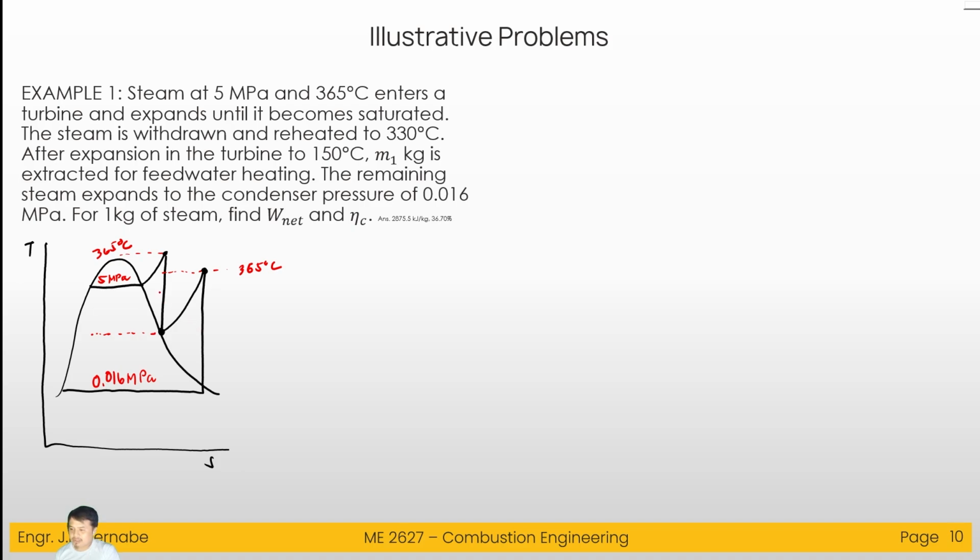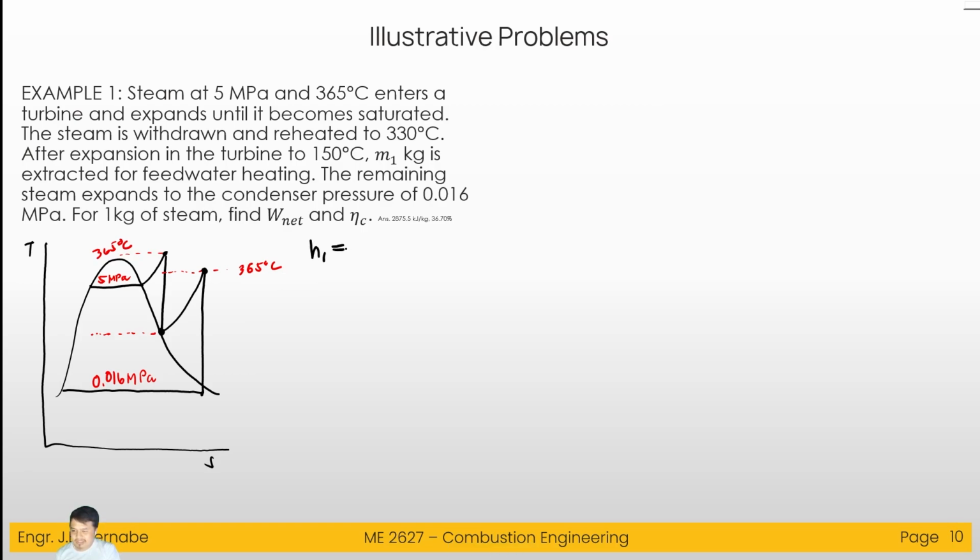So it might be at this point, or this point. We don't really know yet, or it might be at this point. We can figure that out depending on the pressure of this. So we need to first find this pressure right here in order to know if it is above here or below. So this should be figured out first to figure out where the regenerative or extraction stage is.